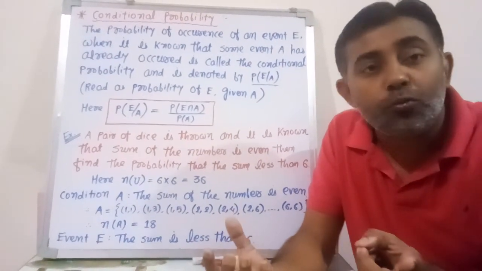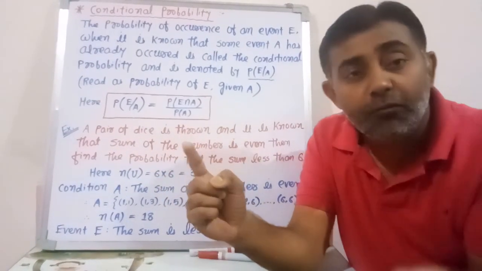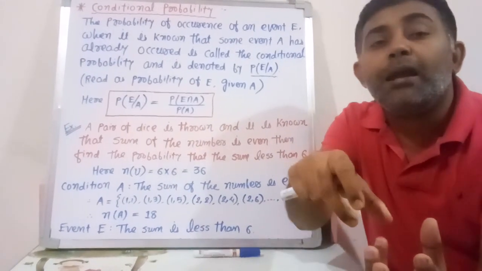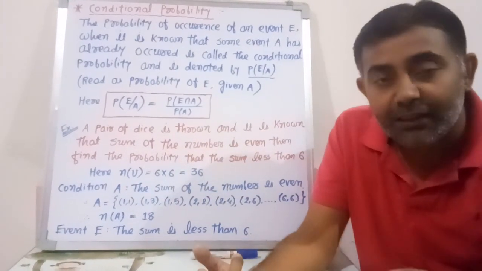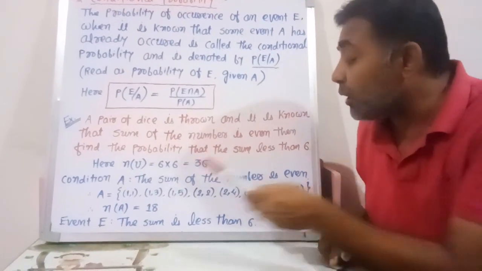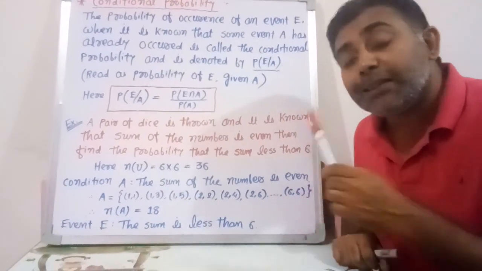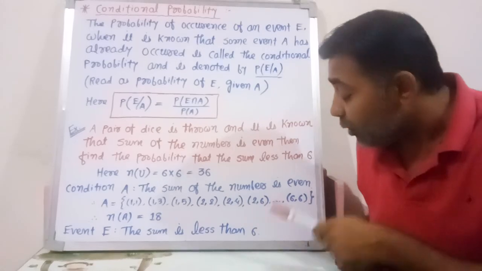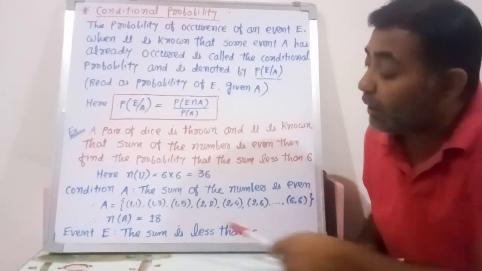Suppose in the first die we get 1, then 1 1, 1 3, 1 5, because 1 plus 1 is 2. Similarly if the first die is 2, then 2 2, 2 4, 2 6, since 2 plus 2 is 4, 2 plus 4 is 6, and 2 plus 6 is 8. Similarly the next outcomes are 3 1, 3 3, 3 5, because the sum is an even number. Similarly 4 2, 4 4, 4 6, 5 1, 5 3, 5 5, 6 2, 6 4 and 6 6. It means there are 18 elements.